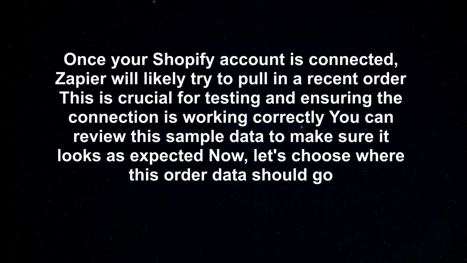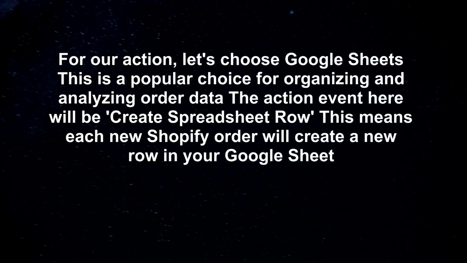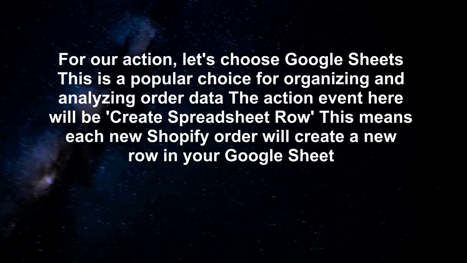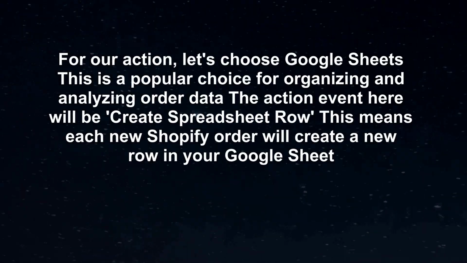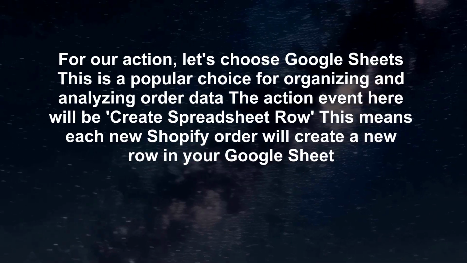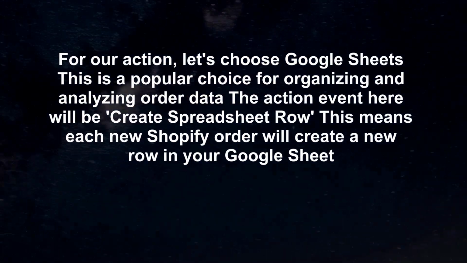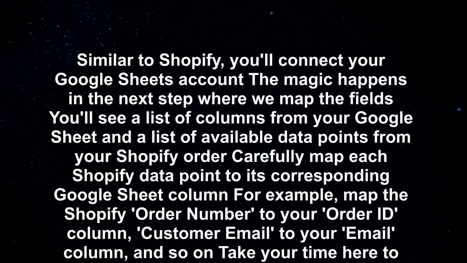Now, let's choose where this order data should go. For our action, let's choose Google Sheets. This is a popular choice for organizing and analyzing order data. The action event here will be Create Spreadsheet Row. This means each new Shopify order will create a new row in your Google Sheet. Similar to Shopify, you'll connect your Google Sheets account.